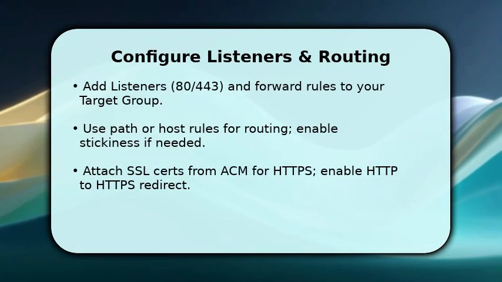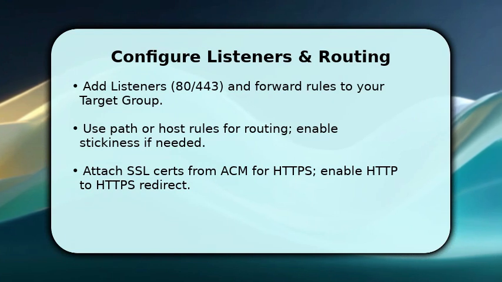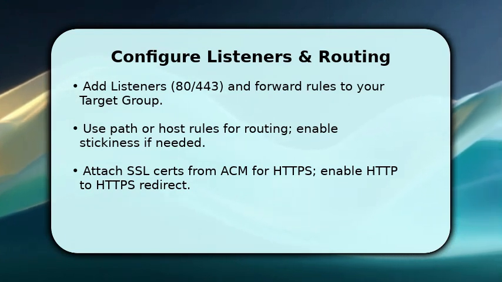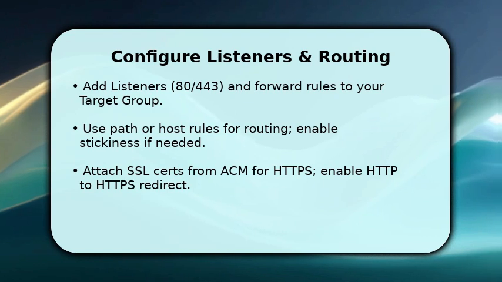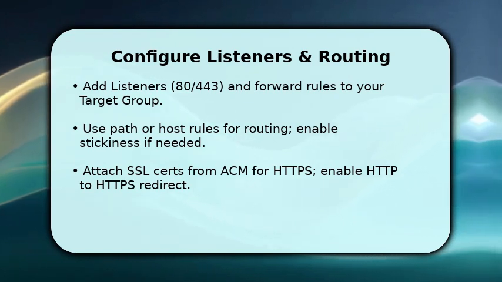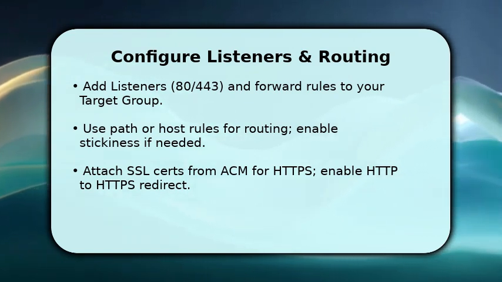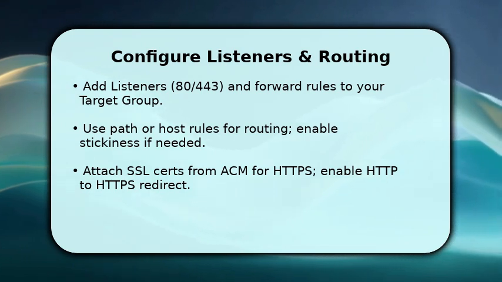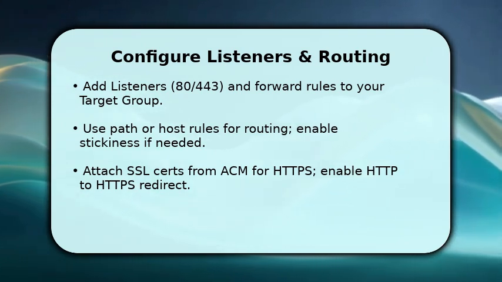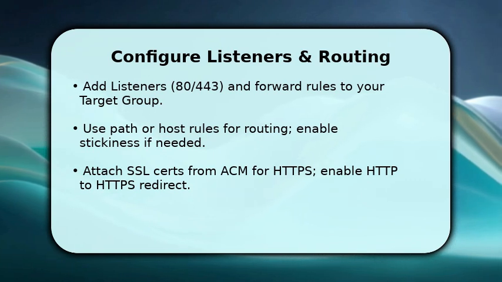Once your targets are healthy, you configure listeners and routing rules. Create a listener on port 80 and 443 as needed, then forward traffic to the target group. Use path-based or host-based rules to split traffic between services. If you need session affinity, enable stickiness with an appropriate duration.